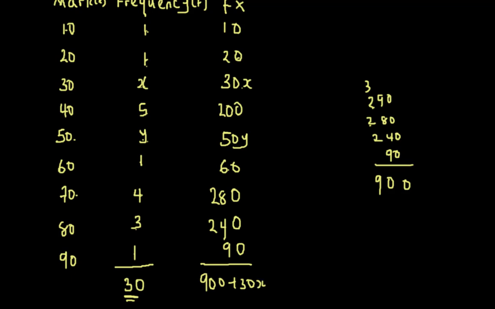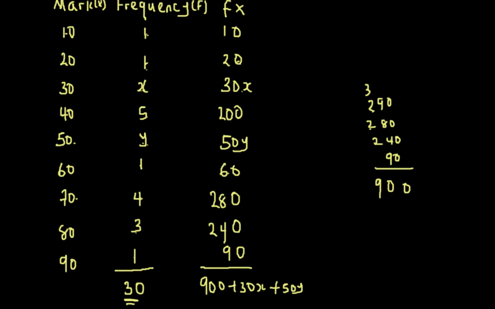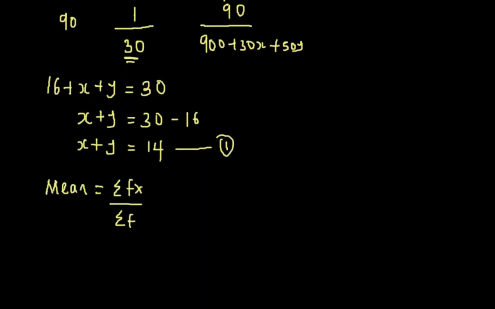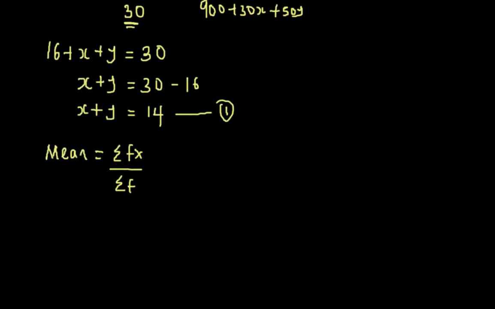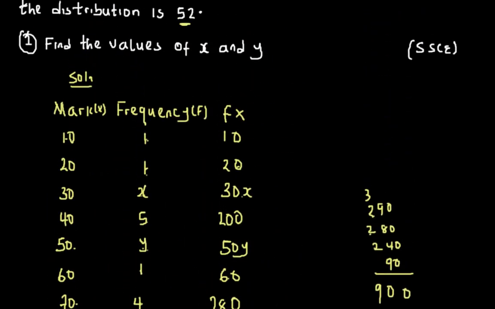And then we have plus 50y. Does this make sense? So we have summation fx is 900 plus 30x plus 50y. So let's put it in this formula. We're told in the question that the mean is what? The mean is 52. Can you see?